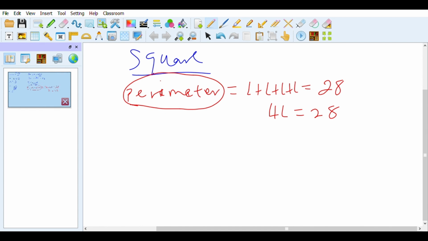So divide both sides by 4. We have 4L divided by 4 is equal to 28 divided by 4. And then L is equal to 7, because 4 times 7 will give us 28. So it means that the length of one side of that square is 7. Okay, so that is the answer to that question.